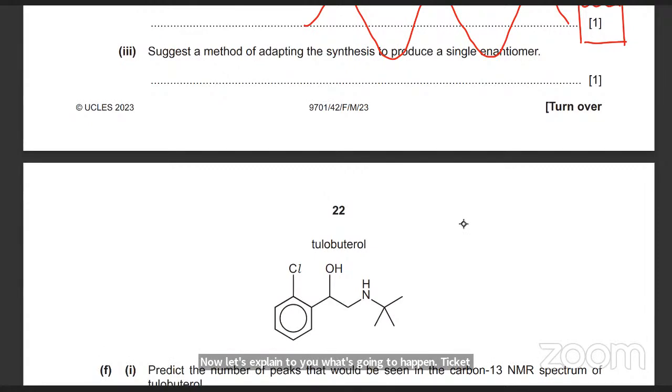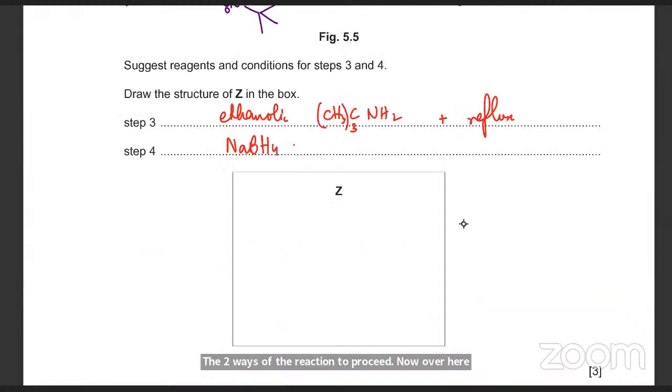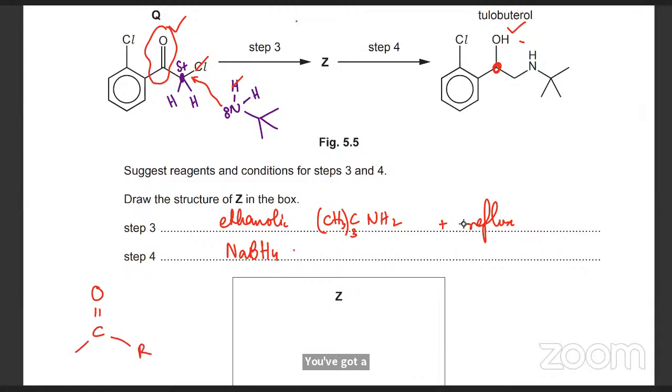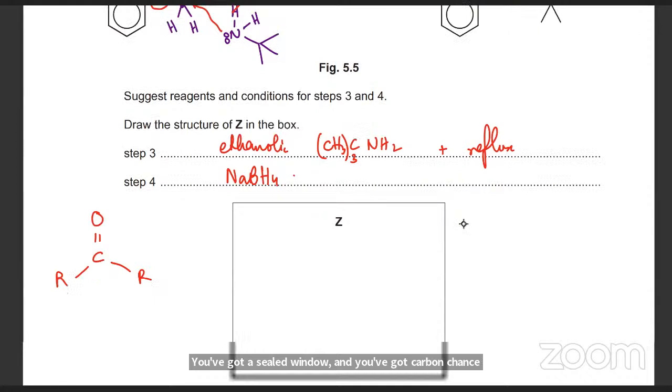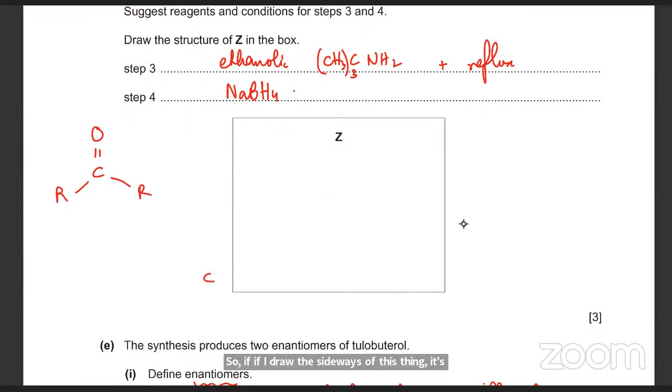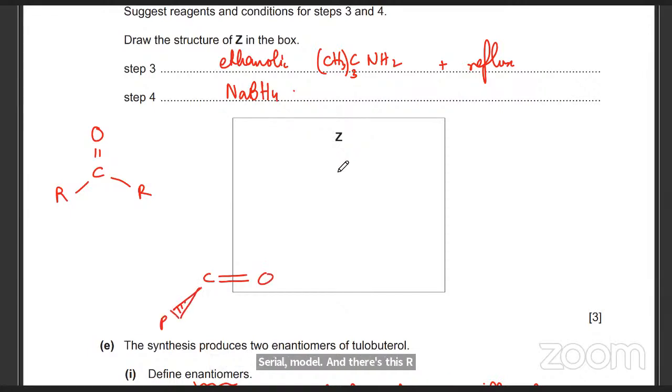There are two ways for the reaction to proceed. Over here, I'm just focusing on this part. You've got a C=O bond and you've got carbon chains, right? Now that's a planar molecule. Planar means that it's completely flat. So if I draw the sideways view of this, it's going to look something like this. It's C=O, and there's this R group that's coming out of the page, and there's one R that's going into the page. So it's like a fan. We're looking at the fan sideways.